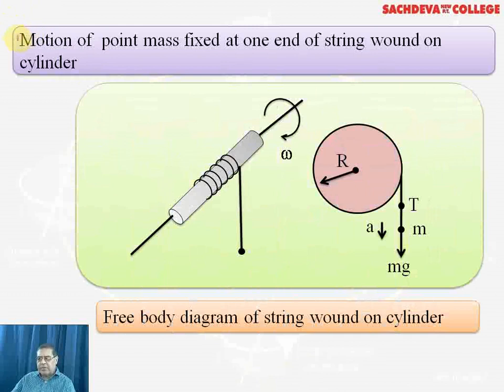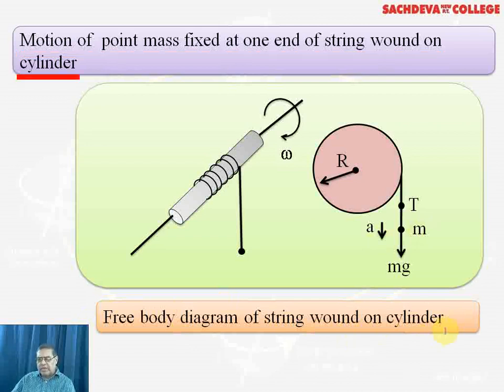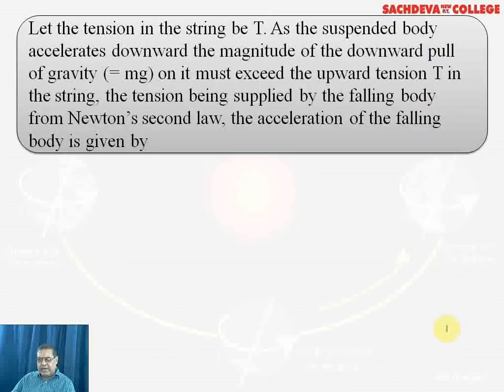Now, it is clear from these two figures that r is the radius, omega is the angular velocity, T is the tension, mg is the weight, a is the acceleration, and m is the mass suspended. So weight mg is greater than T, so the weight will go down. Both the figures show the free body diagram of the string wound on a cylinder, that is the motion of a point mass fixed at one end of the string, and that string is mounted over the cylinder.